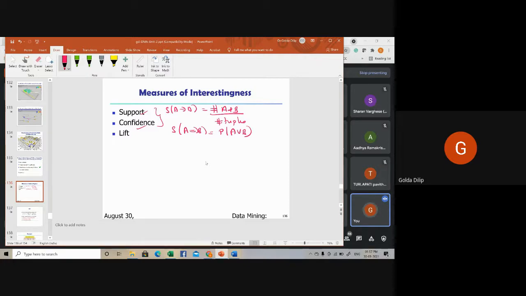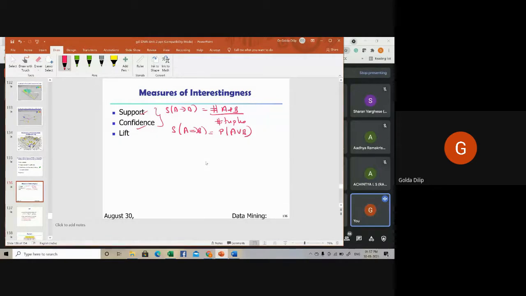Basically, support refers to the popularity of the product. It will tell you about the usefulness and certainty of the rule. When you say that 5% support is there, that means 5% of the transactions in the database are following the rule. So that's what you mean by support, the popularity of the product. That was what support is all about.